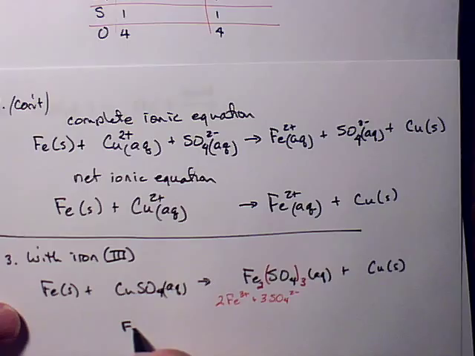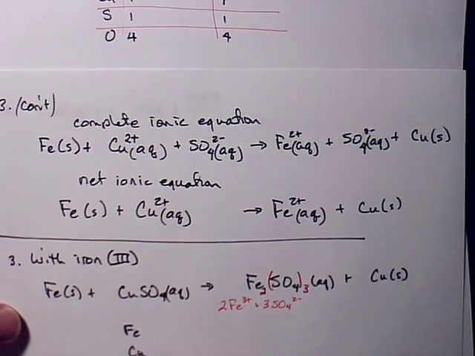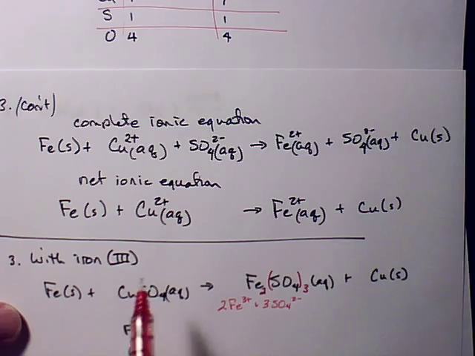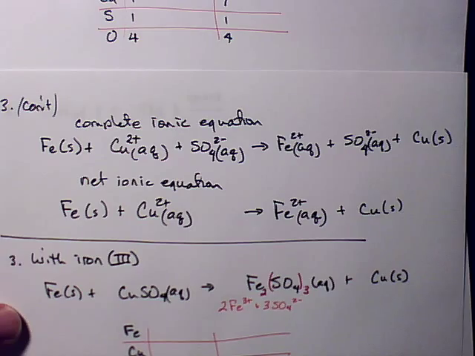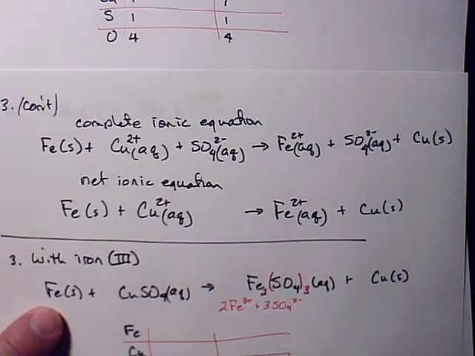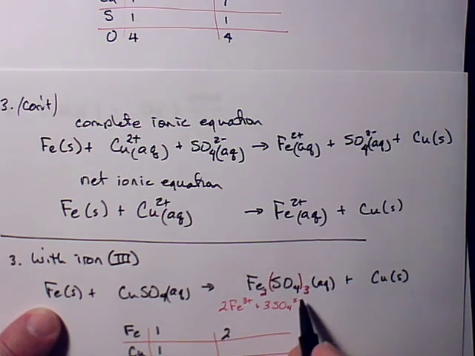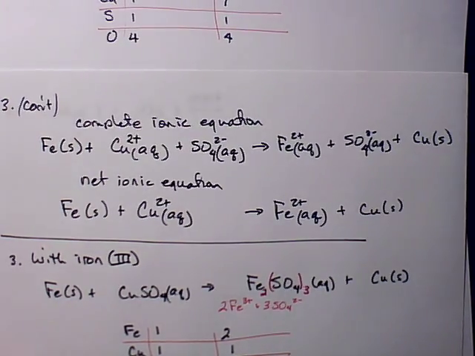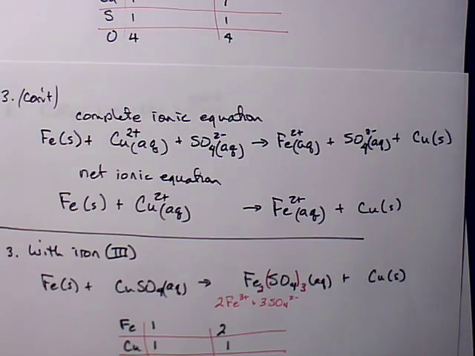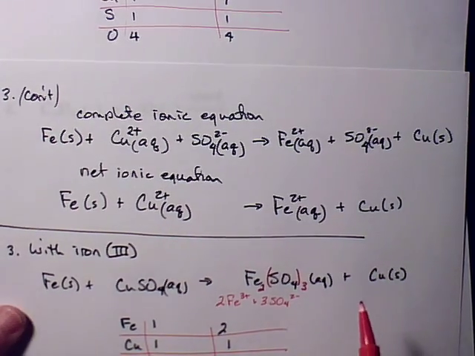So we have iron, copper, sulfur, and oxygen. Make our atom inventory grid. So we're going to have 1 iron, 1 copper, 1 sulfur, and 4 oxygens on this side. Over on this side we have 2 irons, we have 3 sulfurs, 4 times 3 is 12 oxygens, and 1 copper. The only thing we can use to balance this equation are coefficients, or leading terms, and so we're going to leave oxygen for last.